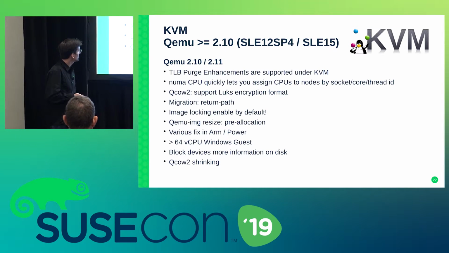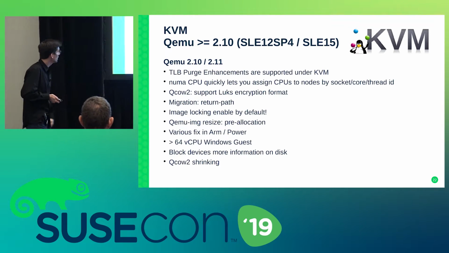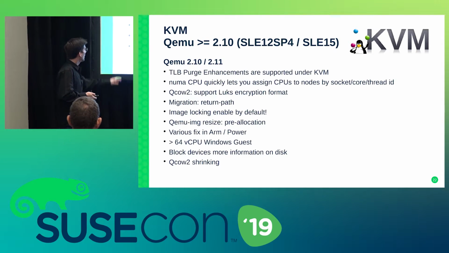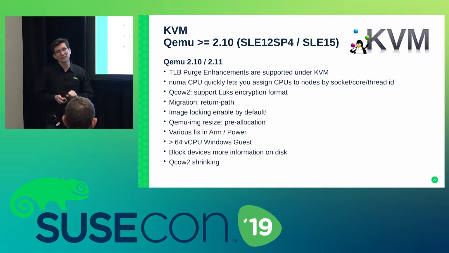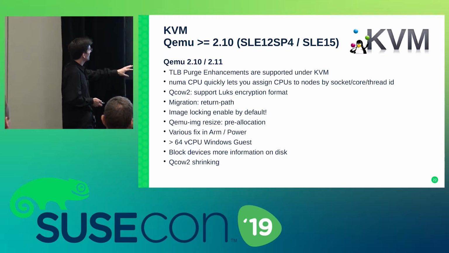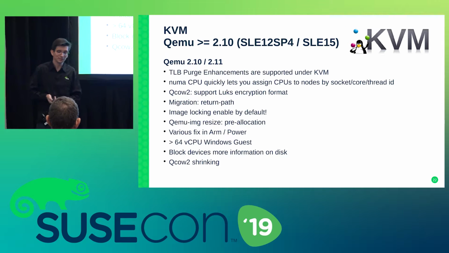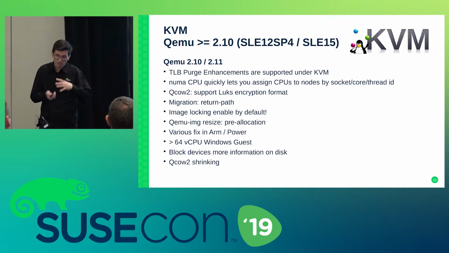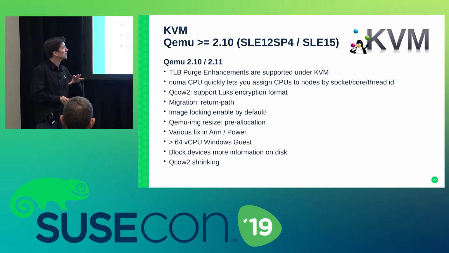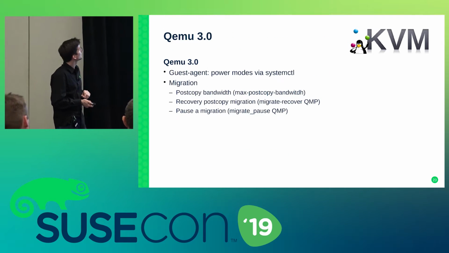There are also various fixes in different kinds of architecture. We support more vCPUs for Windows guests. There are also improvements in getting information from disk. And we can also shrink qcow2. qcow2 is not big, but if you can shrink it, it could be useful to get less footprint of your image size inside the system.